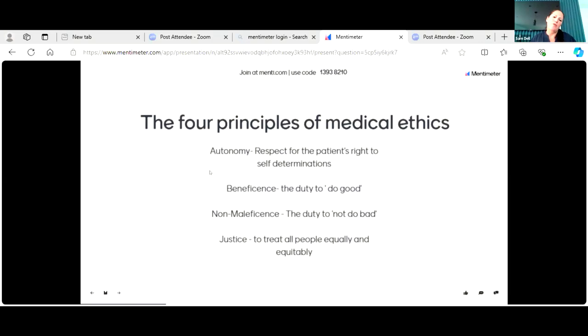So I thought I'd just bring up the 4 principles of medical ethics. Now, I am by no means a legal expert, but it's really important to remember, when you're undertaking your role and developing these roles, the 4 medical ethics: autonomy, respect of patients' right to self-determination; beneficence, our duty to do good; and non-maleficence, the duty to not do bad. We never go out intentionally to harm patients, but potentially we could.